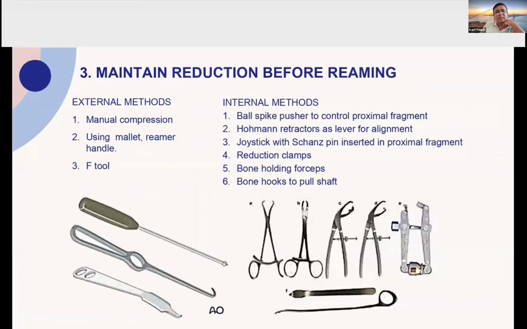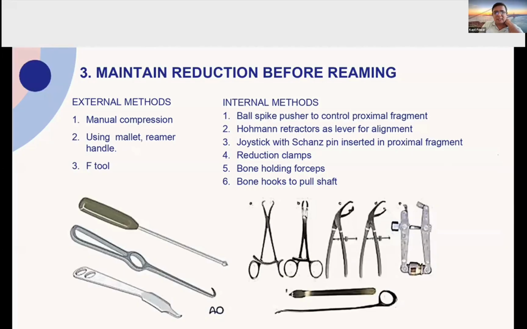And how to avoid it? These are some methods. There are external methods and there are some internal methods. For external methods, you can ideally give a manual compression by using the mallet handle or reamer handle. There is something called an F tool, which you can use without actually going through the wound. But these have their own limitations. Best is to use the spikes, ball spikes, Homan retractors, or hooks through the incision, as already told.